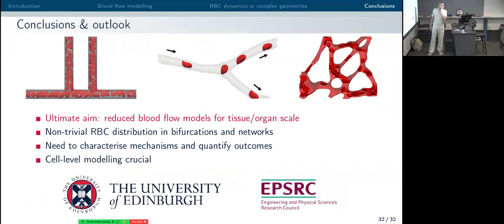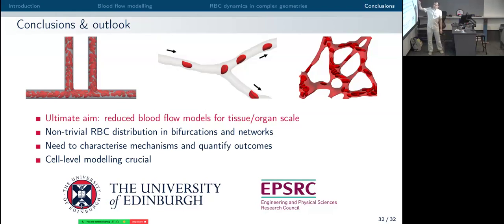Now, I believe that the ultimate aim in this research area is that we have better models for blood flow at larger scales so that we can say something about health and disease and tissues and organs. Larger scale models also, or reduced blood flow models, because we simply cannot run resolved simulations in all these networks. And even if you could do it, you wouldn't do it on a routine basis. It's simply not the point.